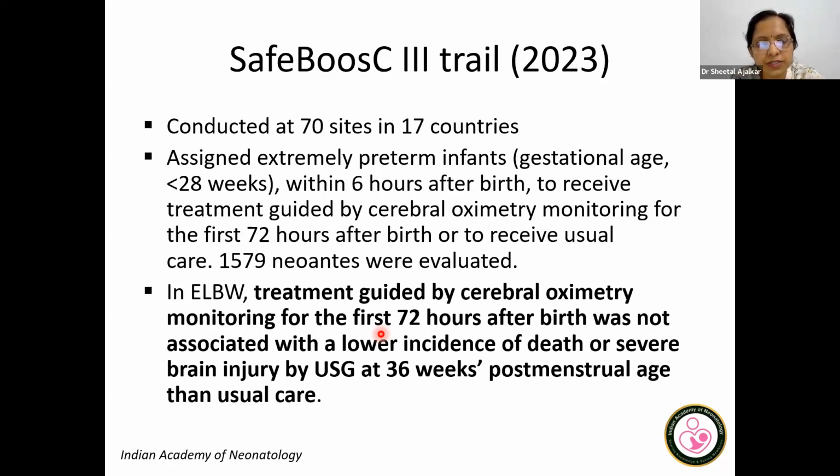So if we are using cerebral blood flow and cerebral oximetry monitoring, it was not shown to be helpful. About permissive hypertension, there have been 2 trials which have been non-conclusive. Also, about the NIRS and cerebral oximetry monitoring, the SafeBoosC-3 trial, which is the latest trial, has shown that it has not helped, because we cannot pick up if the baby is having cerebral hypoxia using cerebral oximetry monitoring in the first 72 hours. And there was no difference and no benefit of using it.